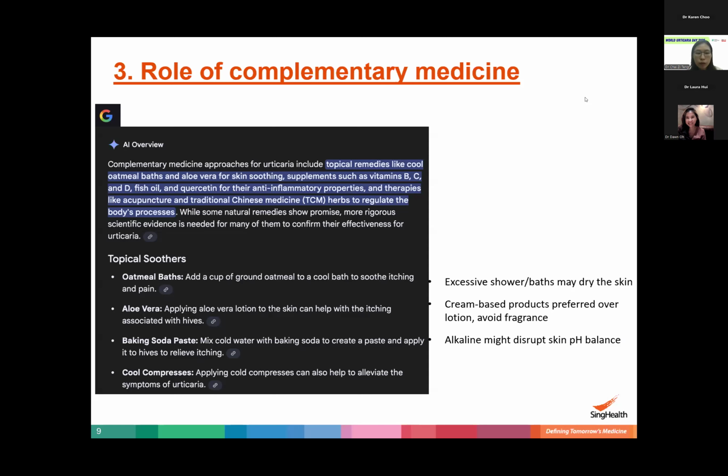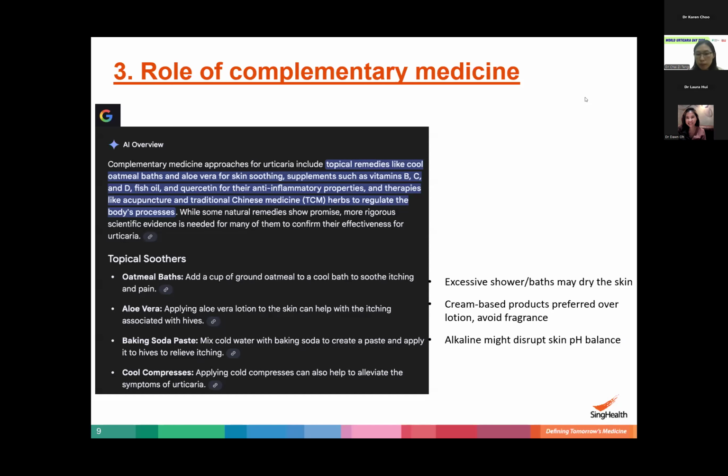In terms of aloe vera, you need to be cautious with that because a lot of times there's a lot of added ingredients, for example fragrance. Typically, if you do want to soothe your skin, a cream-based product is preferred over lotion or gel, because we really want the oily cream texture to moisturize our skin, whereas lotions and gels contain more water and are not as moisturizing.